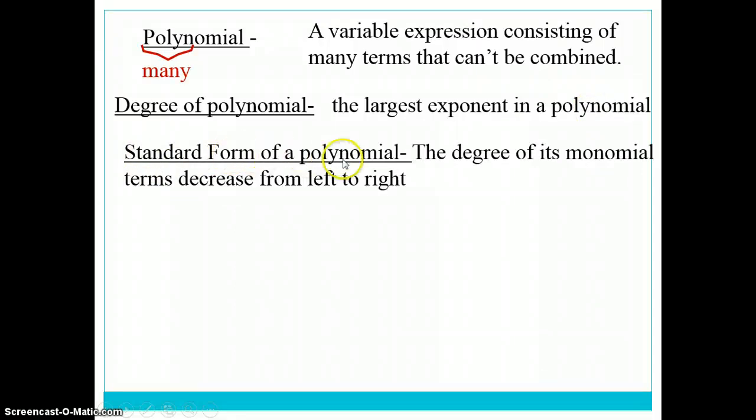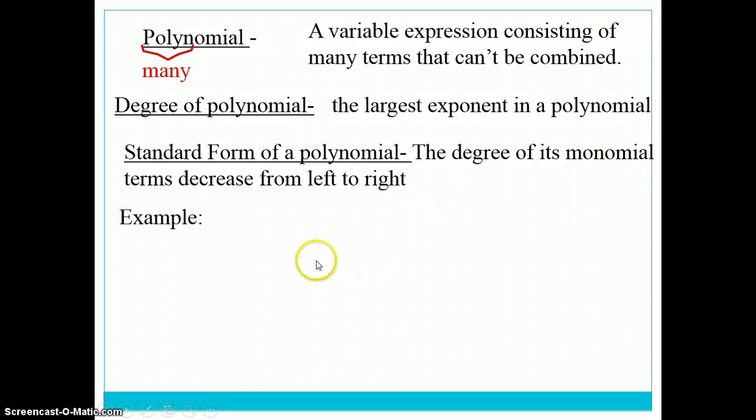Standard form of a polynomial means that the degrees of its monomial terms decrease from left to right. So the biggest exponent, so if it's x to the fourth, that's the largest exponent on the variables, that will be on the left, and then maybe x cubed, x squared, x, and then maybe a constant. They have to be in descending order.